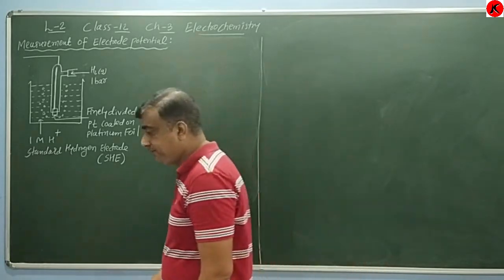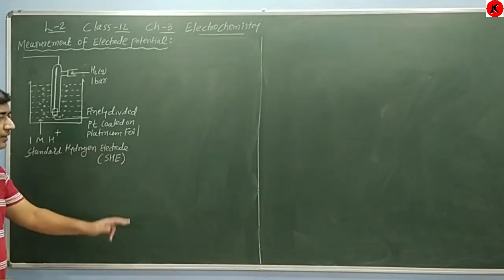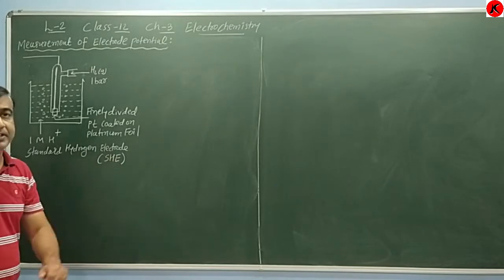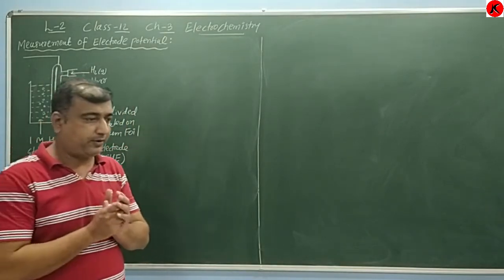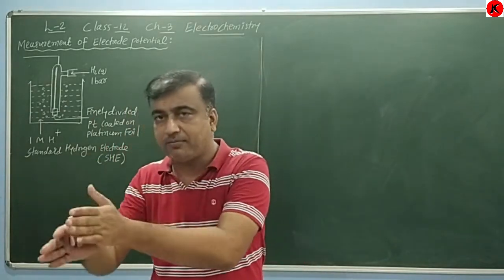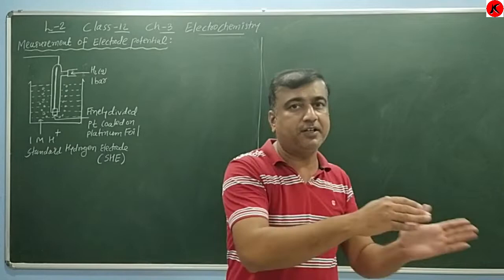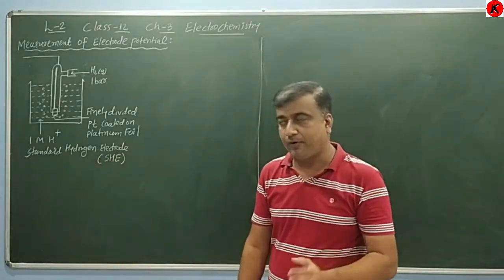For that, the standard hydrogen electrode, SHE, is taken as the reference electrode. That means we can measure the electrode potential of a half cell with respect to the standard hydrogen electrode.